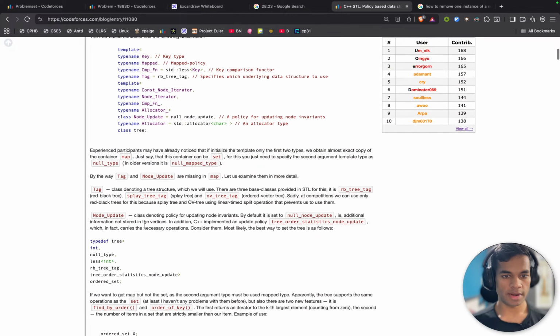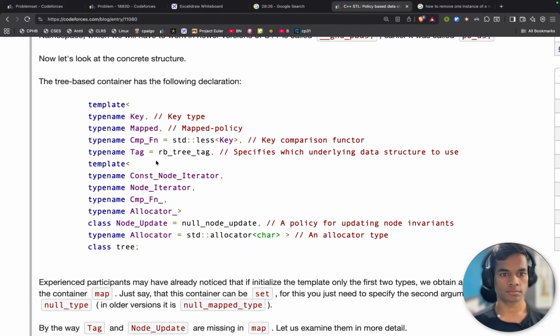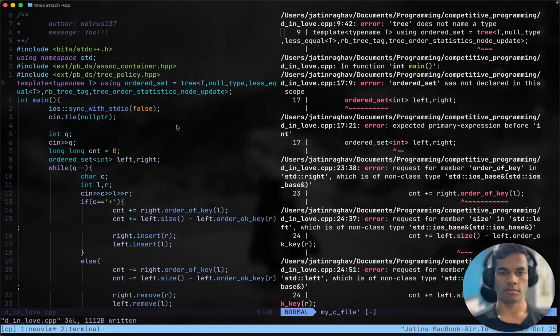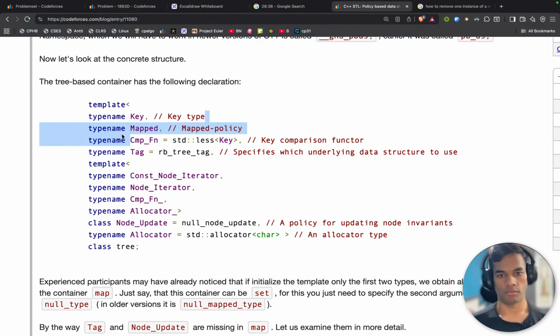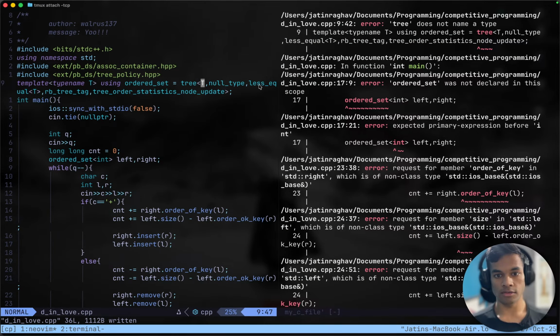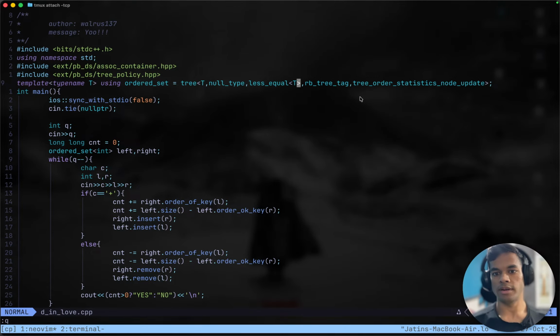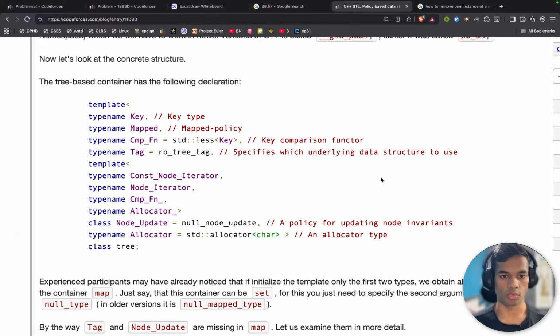Okay, there's some implementation mistake. Key type. Key is the only thing that we have here. Key type is T. Yes, integer. And then value mod. Yeah, null type, nothing. Comparison function less and greater to. Tag is red black trees. That is what we have given here. Arbitrary tag. Yes. And then order tree order statistics, telling us it has all of this data structure, comparison function and everything.